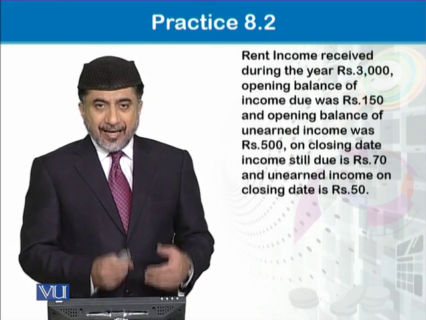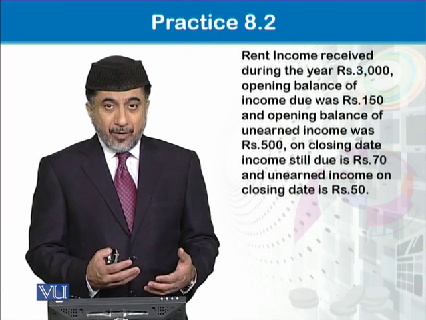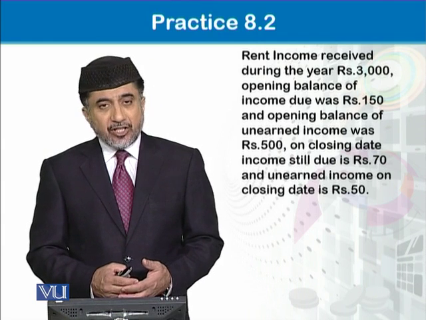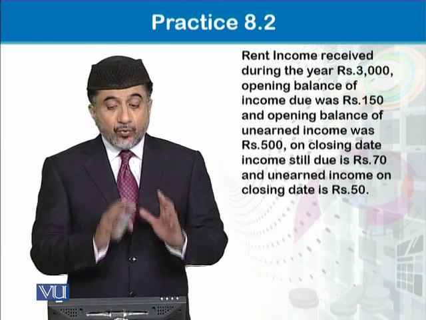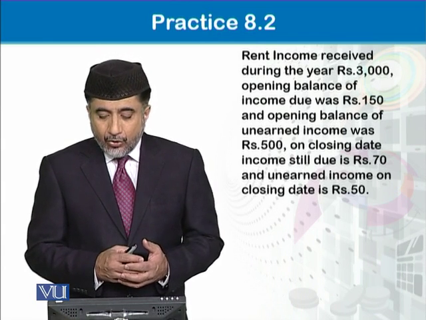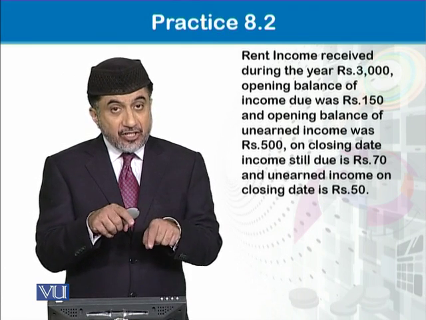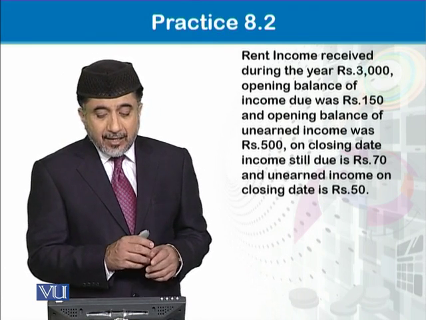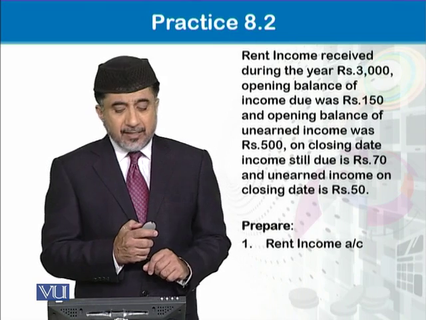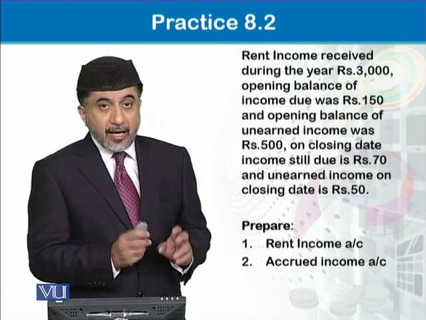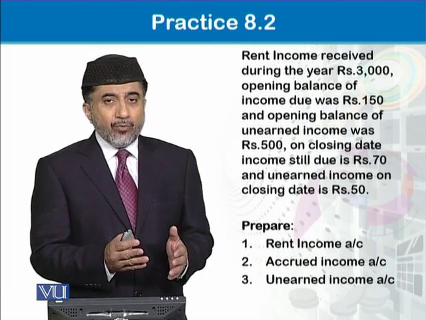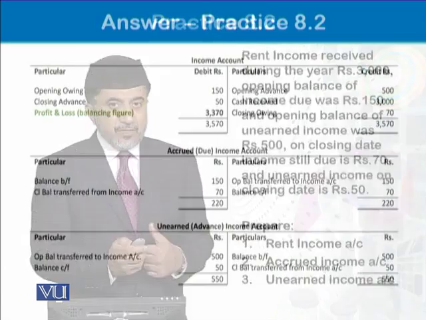So let's do a practice to learn more about this income calculation. Rent income received during the year is 3,000, and the opening balance of income due was 150 and the opening balance of unearned income was 500. On the closing date, income still due, meaning still receivable, is 70 and unearned income on the closing date is 50. What we have to prepare is the rent income account, accrued income account and unearned income account. It will be easy for you since we worked it out for expenses in the previous module.